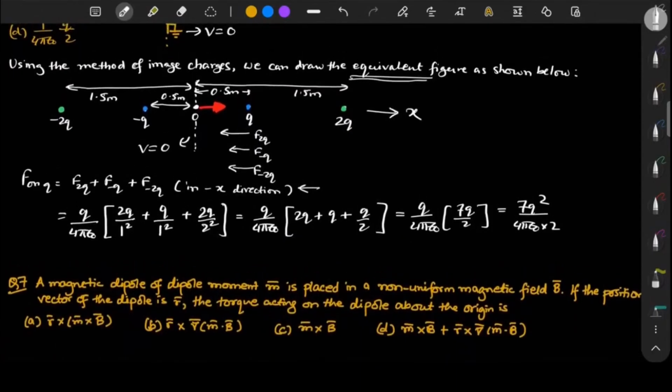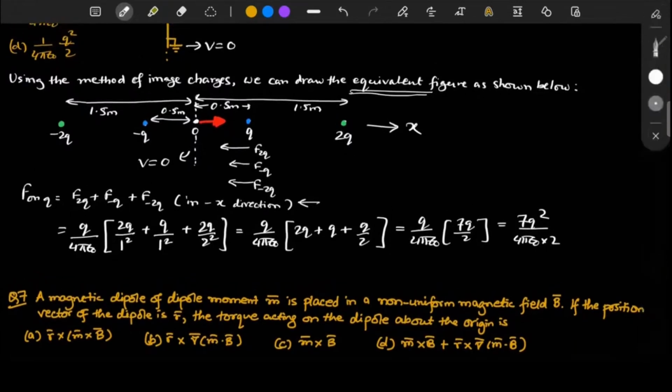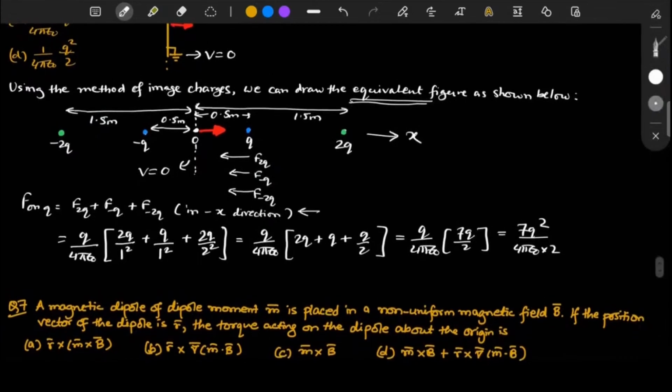Next, we have a very simple question. It says a magnetic dipole of dipole moment M is placed in a non-uniform magnetic field. If the position vector of the dipole is r, then the torque acting on the dipole about the origin is, we have a bunch of options, and even so it's just a simple formula based question.